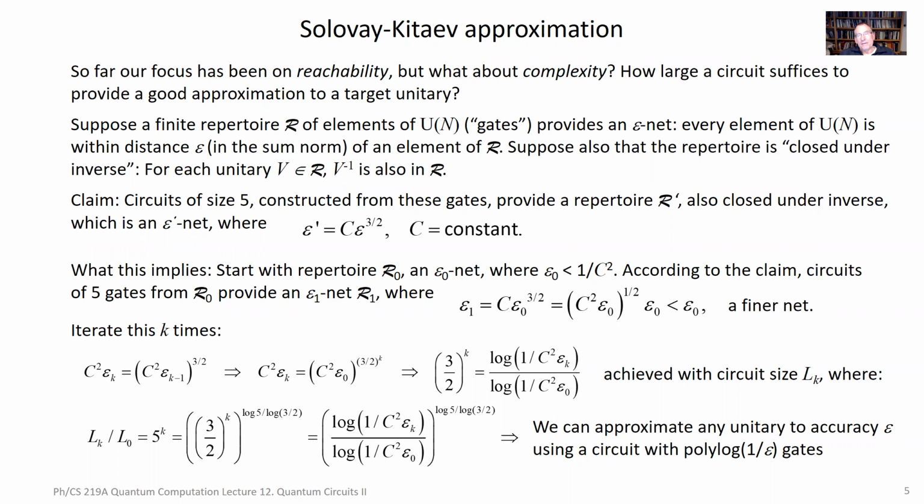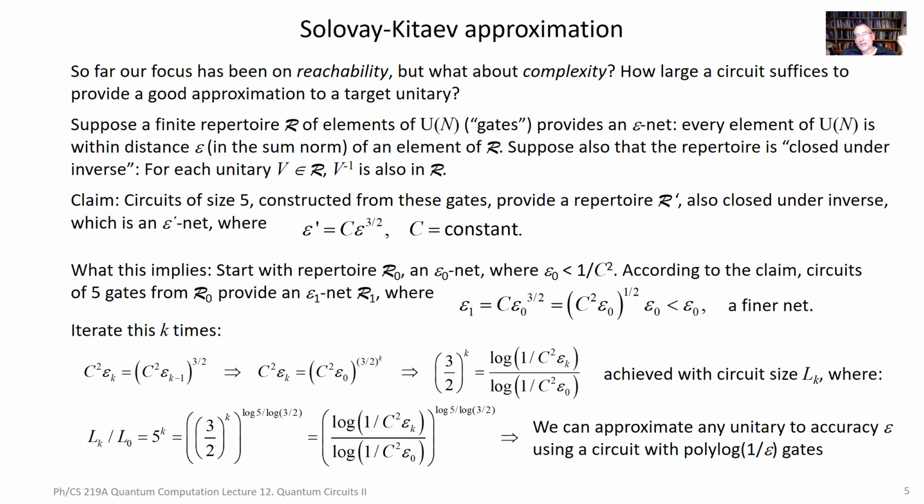And the key claim is this. Suppose I have a repertoire, which is an epsilon net. Then I claim that, there's another important thing I don't want to forget to say, and that is this repertoire has the property of being closed under inverse. The argument that I'm going to give is going to require that. So that means that if any unitary is an element of R, then so is its inverse.